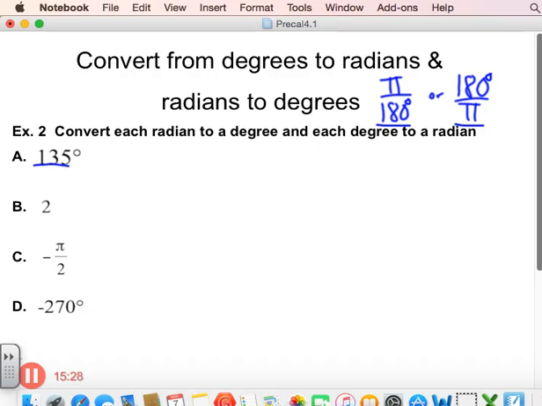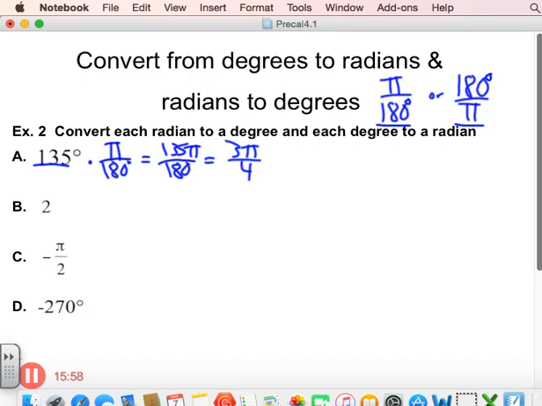So I'm going to multiply 135 by pi over 180, because I have degrees, so I need to use the one that has degrees on the bottom. That's going to give me 135 pi over 180. Now I just need to reduce that fraction. Don't type the pi in the calculator, just type 135 over 180 and hit math, enter, enter, and it'll reduce the fraction for you, and it gives you 3 pi over 4. So now we've got 135 degrees as a radian measure, 3 pi over 4 radians.